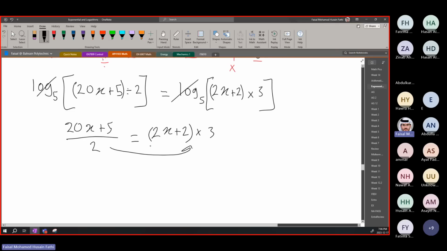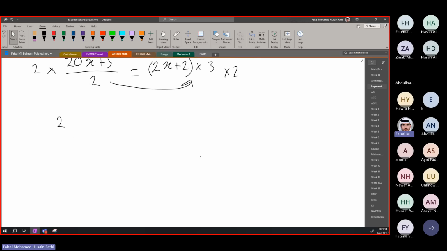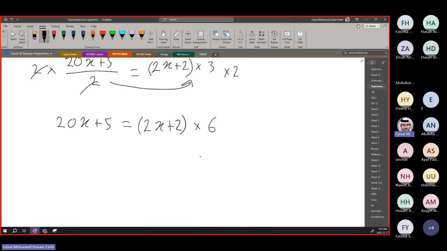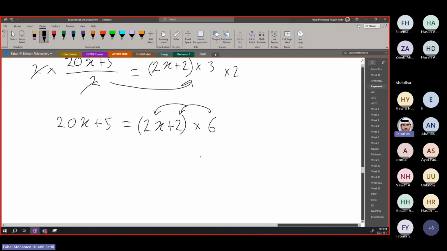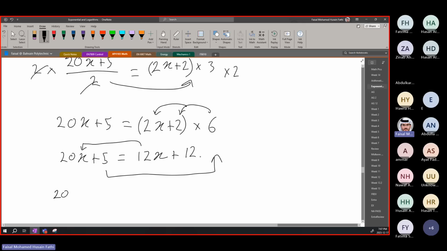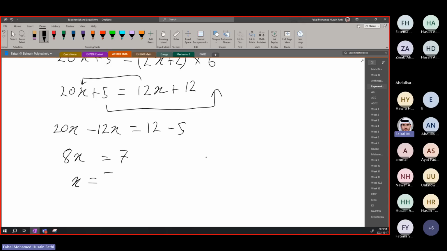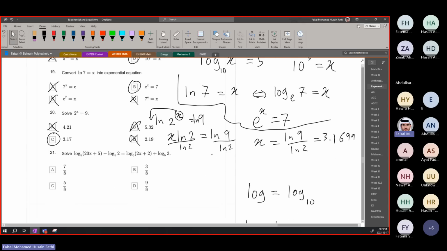All I'm going to do is just take the 2 to this side. I'm going to multiply both sides by 2, basically. All right. The 2s here cancel. So 20x plus 5 is equal to 2x plus 2 times 3 times 2, which is 6. Distribute the 6 inside. 20x plus 5 is equal to 12x plus 12. To group the x's on one side and the constants on the other side, we get 20x minus 12x is equal to 12 minus 5. 8x is equal to 7. x is equal to 7 over 8, and we're done. 7 over 8.